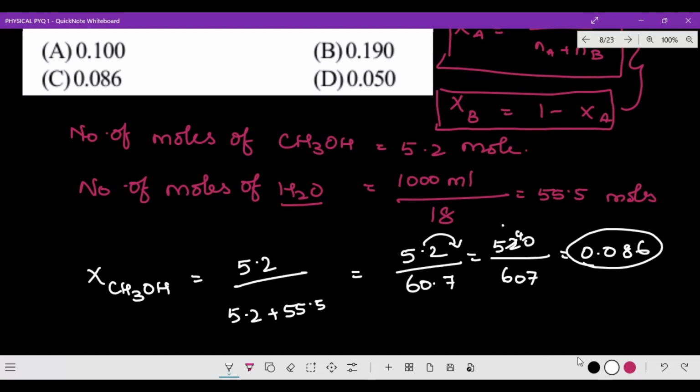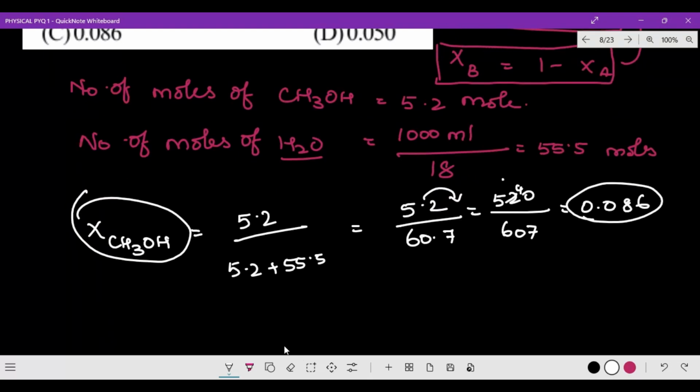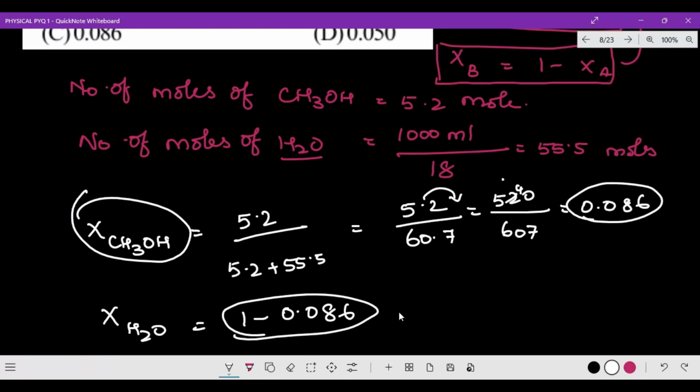Option C is the correct option. Now this is for methyl alcohol. Now what about water, H2O? They are not asking only for methyl alcohol. So the mole fraction of water is 1 minus 0.086. So what is the answer? I hope you will get the answer.